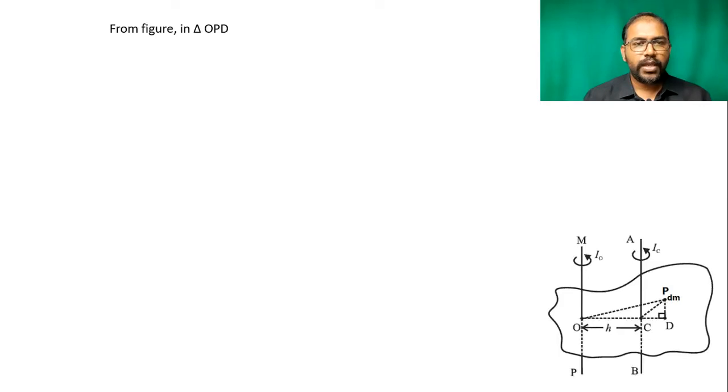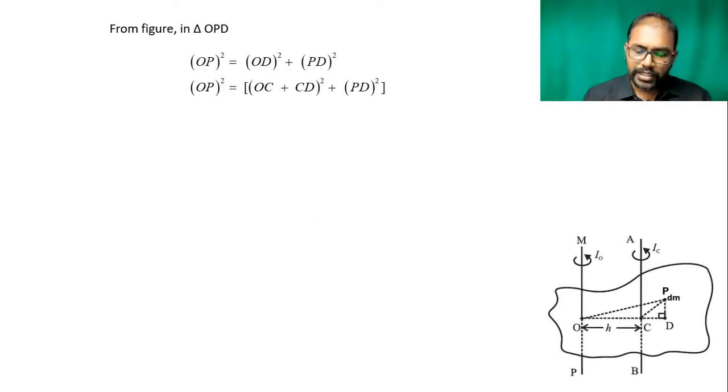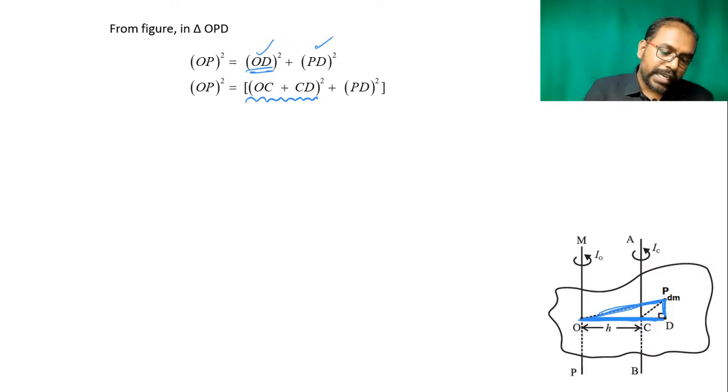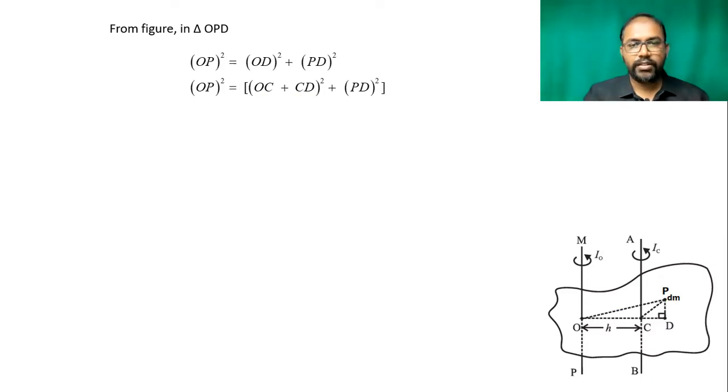So from triangle OPD, OP square is how much? OP square is OD square plus PD square. You can see the diagram. But this OD we can write as the addition of OC plus CD, and PD square as it is. Now we can expand this bracket using the (A plus B) square expansion. Then we get OC square plus 2 OC CD plus CD square. So let us write it down in the next step.